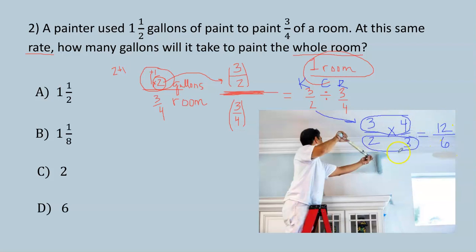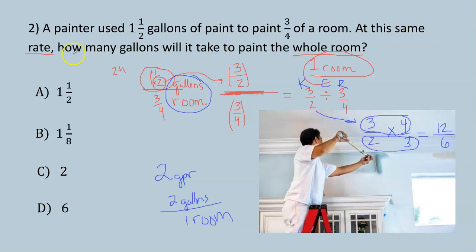And 12 divided by 6 gives me 2. And then I look back at my units. This will be 2 gallons per room. Okay? Or we could say, you could also write this as 2 gallons per every one room.